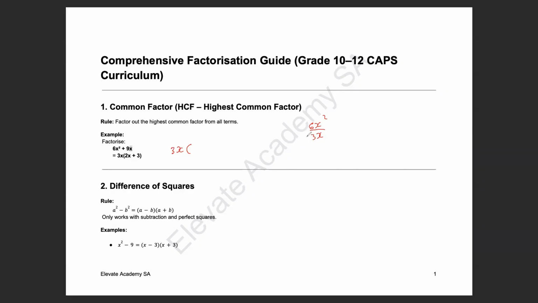Okay, so when we divide this, we are now left with 6 divided by 3 is 2. Exponent laws, 2 minus 1, we are left with 2x. And that's how we get 2x in here.